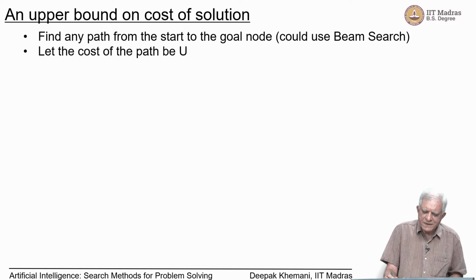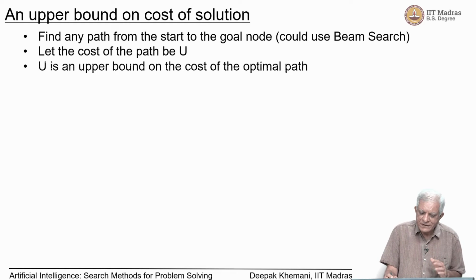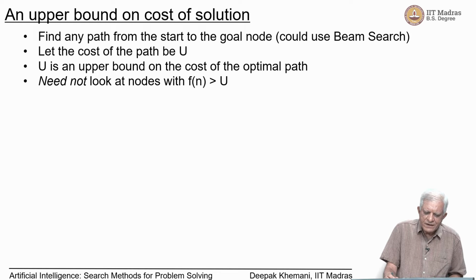So, let the cost of the path be u, then this can be used as an upper bound for other search algorithms. So, it is an upper bound on the cost of the optimal path, because we have a path of cost u. So, the optimal will only be better than that essentially. So, basically what we are saying is that we need not look at nodes whose f values are greater than u. This u is an upper bound cost that we have found using beam search.